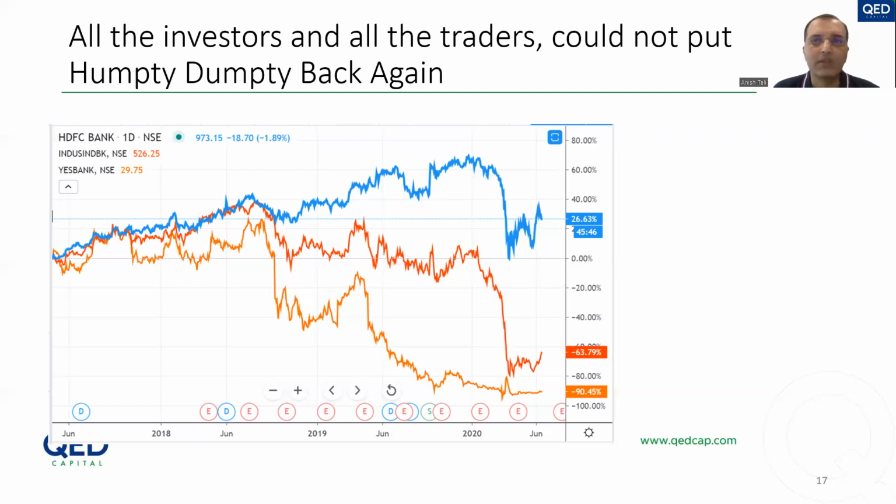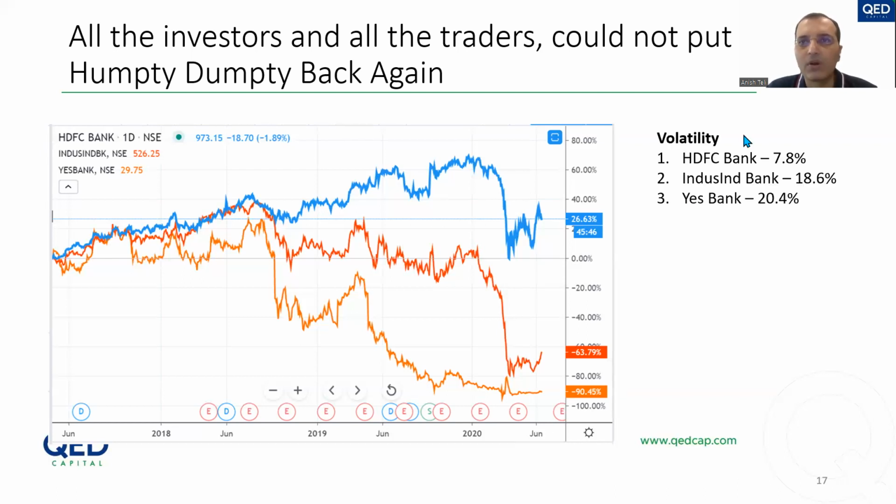But this was just to give you an example. And let's look at the volatility of these three stocks. This is the 3-year realized volatility. That of HDFC Bank is about 7.8%. The lowest, IndusInd Bank, 18.6%. Yes Bank, a massive 20%.